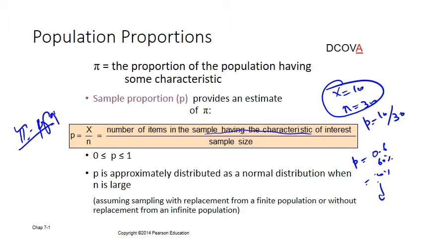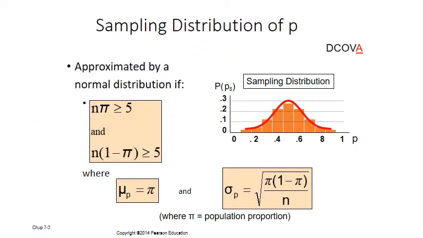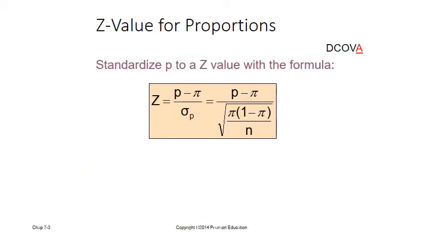So population pi is population proportion. So here you can see that this is n, number of sample, pi is population proportion, and this is standard deviation.